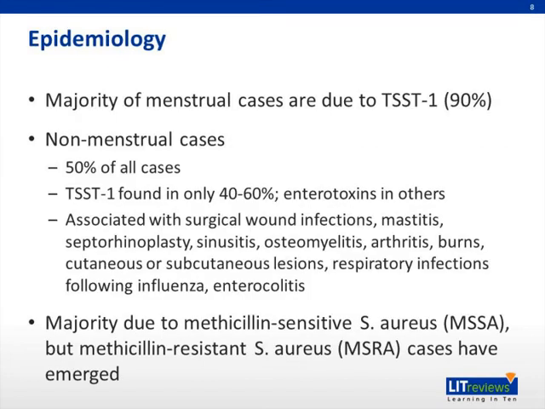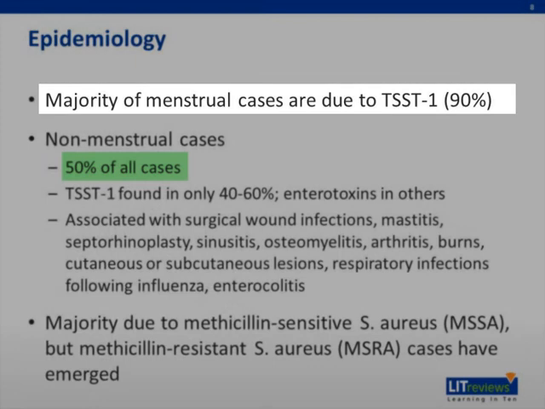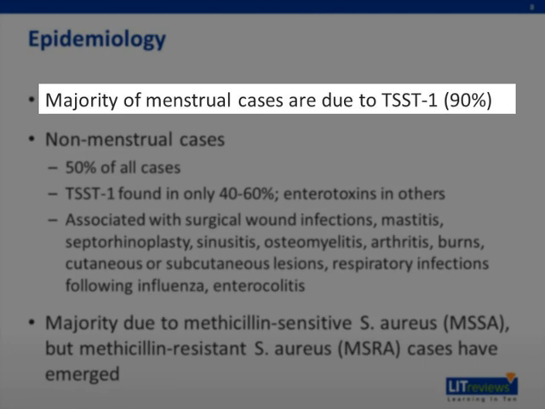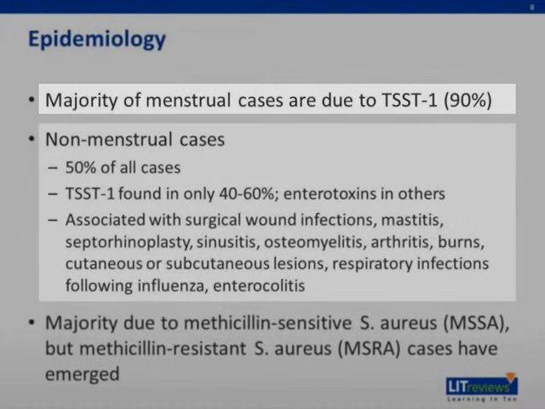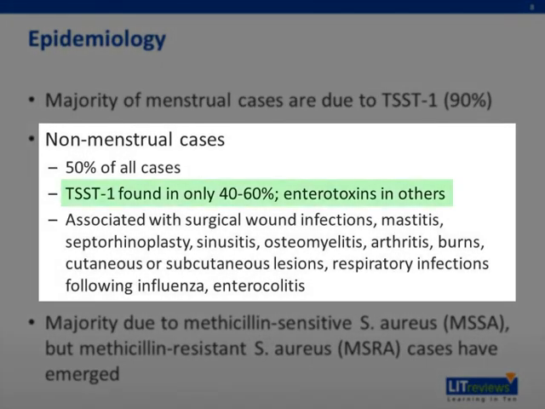For some epidemiology, about 50% of cases are menstrual associated and about 50% are non-menstrual associated. Of those that are menstrual associated, 90% are due to TSST-1, the exotoxin produced by Staph aureus. Of the non-menstrual cases, only 40 to 60% are found to have TSST-1. The others are found to have enterotoxins produced by Staph aureus.